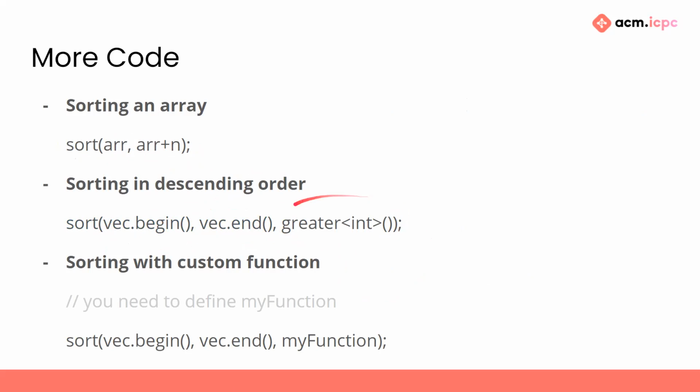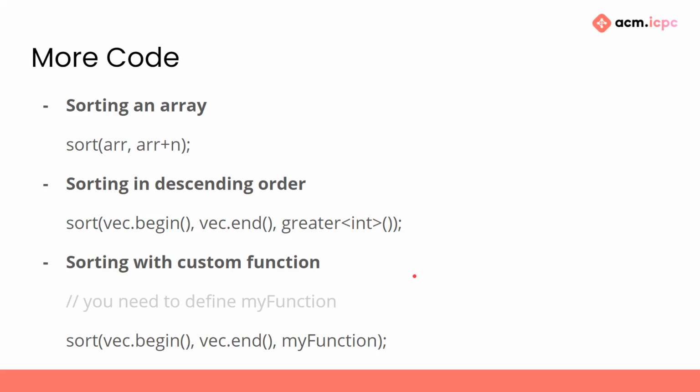And then finally, you need to pass in an extra argument to tell the sort function that you want to sort in a different order. In this case, you would pass in greater<int>(). Here we put int because we assume the vector is a vector of integers. But if it's a vector of characters, you would have to put char here. If it's a vector of strings, you would have to put string here.